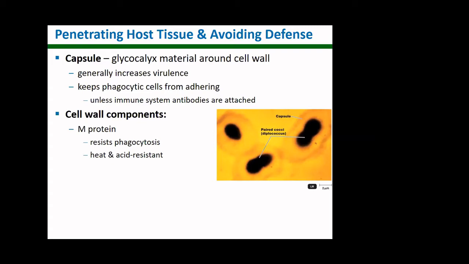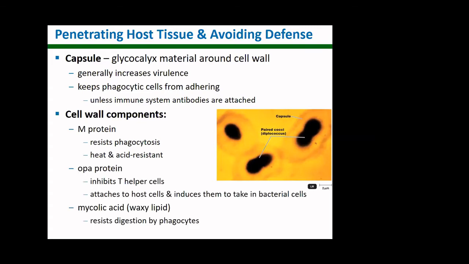Some pathogens have different components of their cell wall to help them avoid host defense. There's a thing called the M protein, the OPA protein, mycolic acid, which we've talked about. Mycolic acid will function kind of like a capsule, but it just helps resist being taken up by a phagocytic cell.